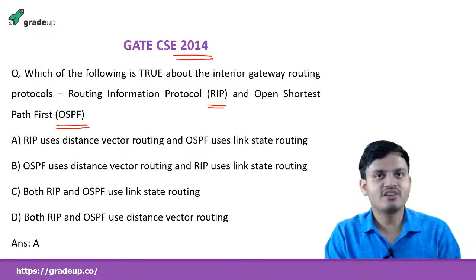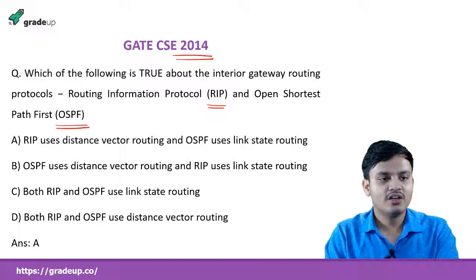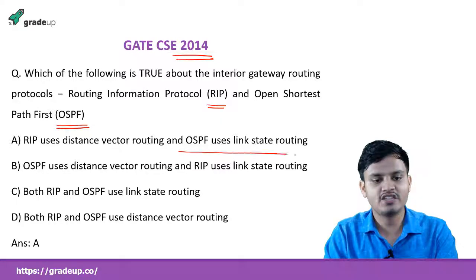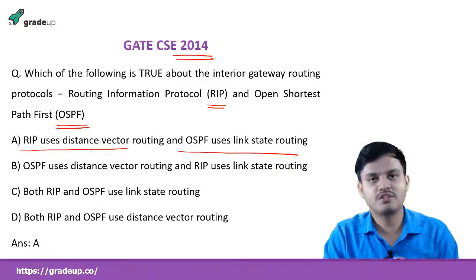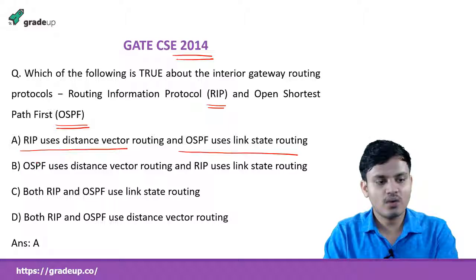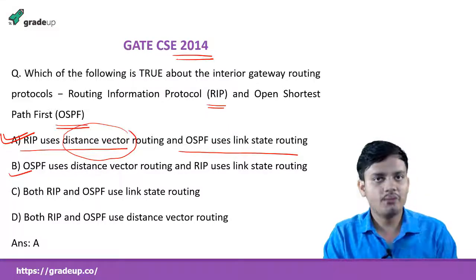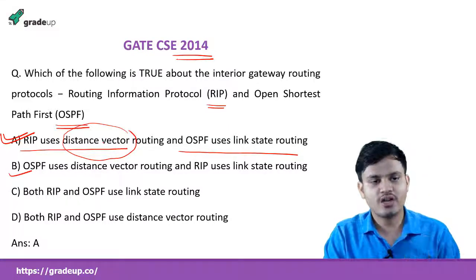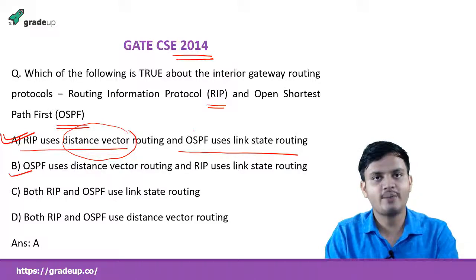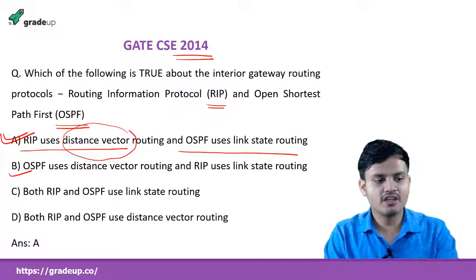I told you in the previous slide, do you remember that? So in which way do you use it? The first option is RIP uses distance vector routing and OSPF uses link state routing. Which of them is correct? Whether that is correct, or OSPF uses distance vector routing or RIP uses link state routing. The correct answer is A. RIP uses distance vector. So try to remember this. RIP and OSPF, they have asked questions on this two or three times. So remember this.